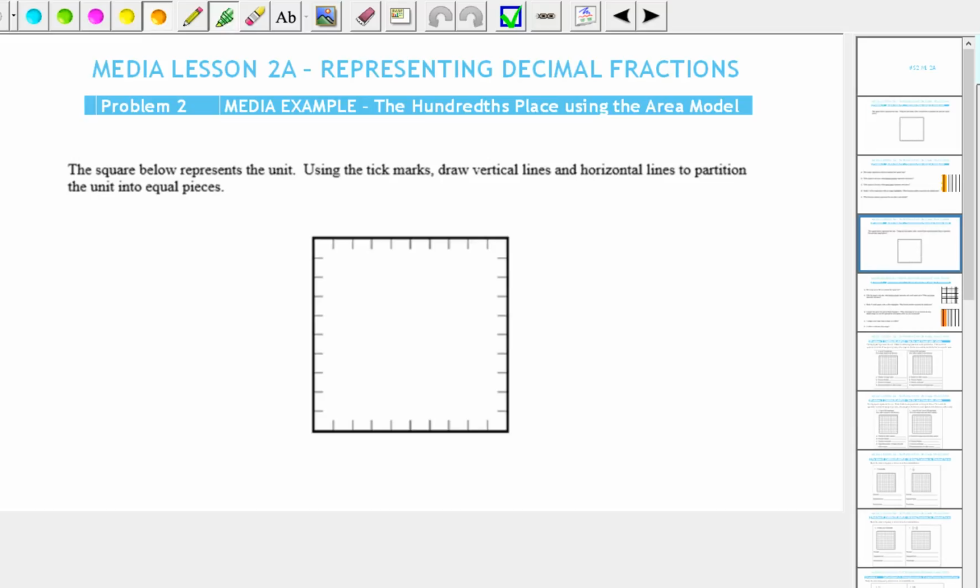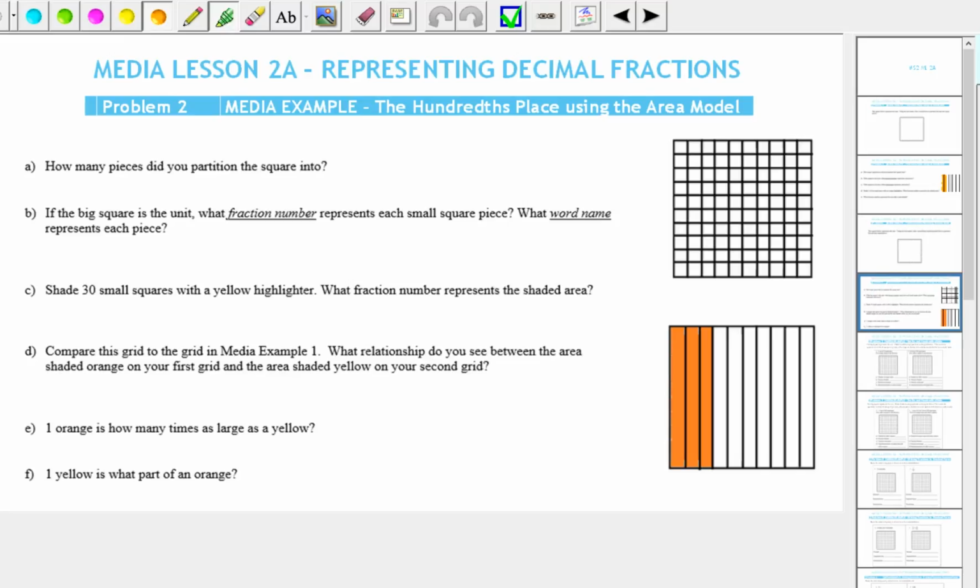Okay. Then you give them a new grid, okay, and have them not use their old grid. They're going to cut these into tenths this way, and then you'll basically have 100 equal pieces. And have them find these. How many pieces is this cut into? Then they should know the fraction name. And now notice it says shade 30 small squares with a yellow highlighter. Okay. And in the video I have this all set up, but they might have to refer back to their page.